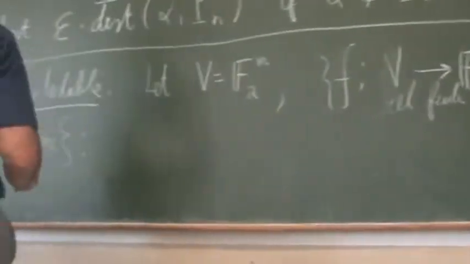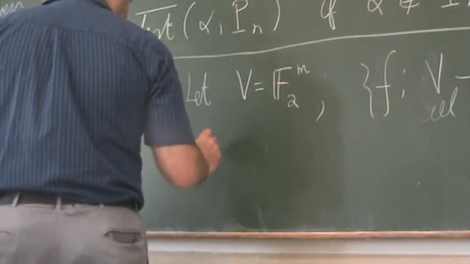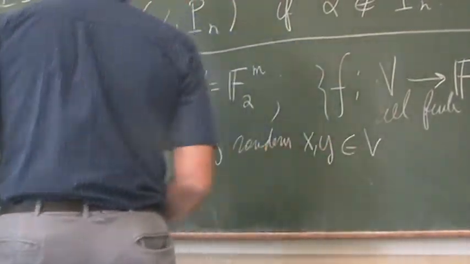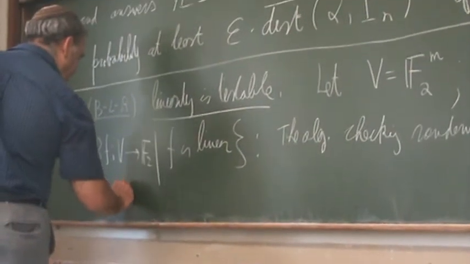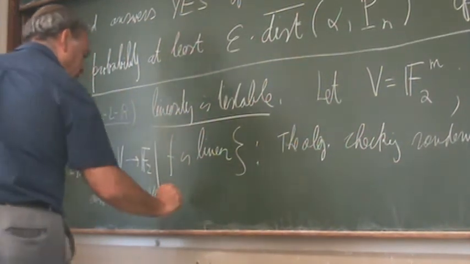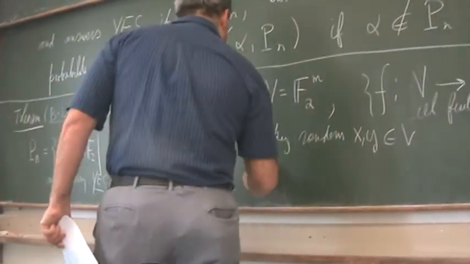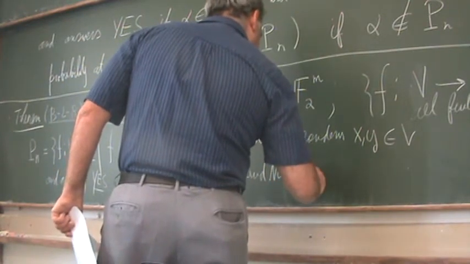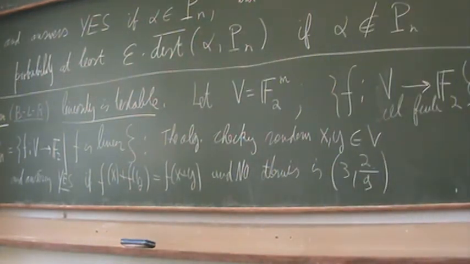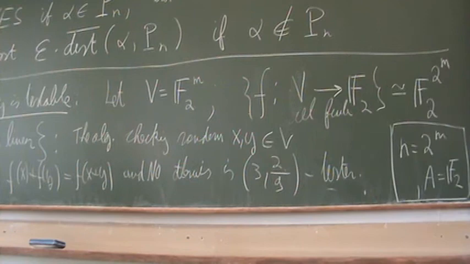The fairly amazing theorem here is that the algorithm checking random x, y in V and answering yes if f(x) plus f(y) equals f(x plus y) and no otherwise is 3, and I think, maybe that was not the original result, maybe it was improved after that, but it was improved so that this is 3, 2/9 tested. Namely, we check only 3 bits.